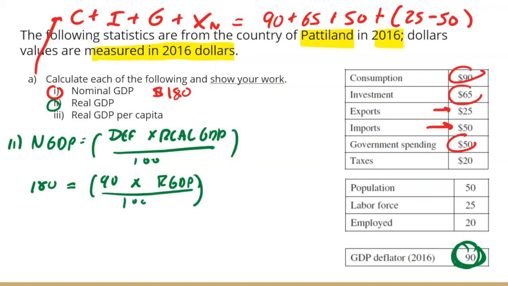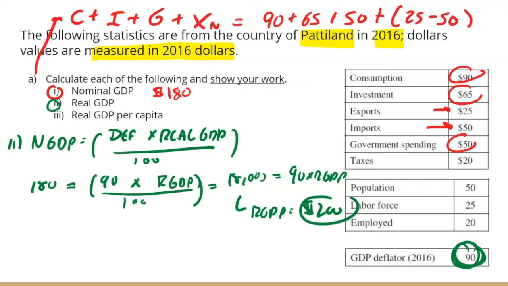divided by 100. And so here, we just multiply by 100 on both sides, so we get to 18,000 equals 90 times our real GDP, and we just divide by 90. So real GDP should equal $200. So our real GDP is $200 there.